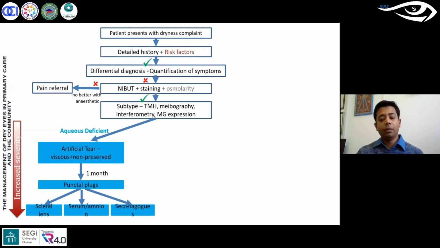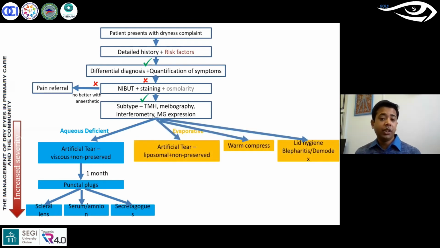Now, when I go the other way, which if we think it's evaporative, which means tear meniscus height is okay, but there is meibomian gland dysfunction and the lipid layer is compromised, then we look at treatment such as artificial tear. And of course, it's more lipid based, because we want to complement the lipid, so the tear is more stable. It's a liposomal non-preserved spray drops.